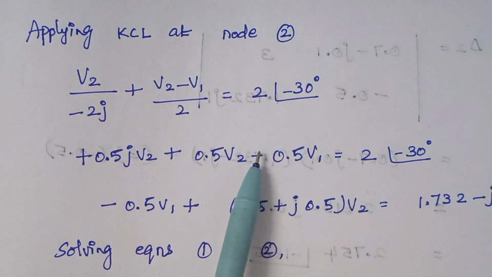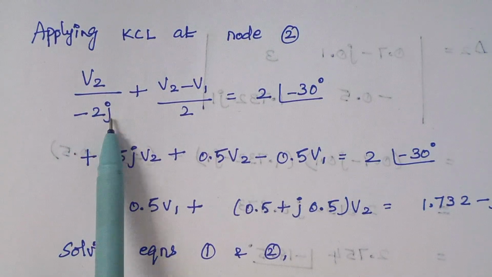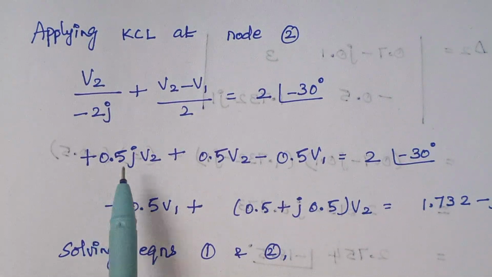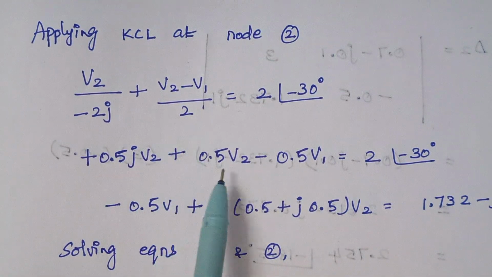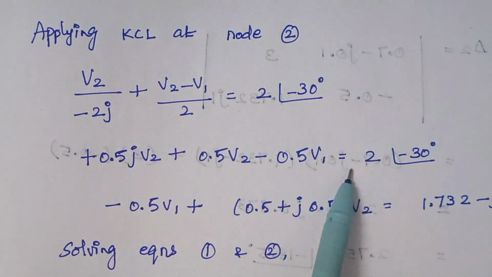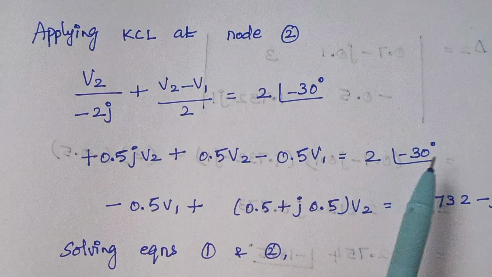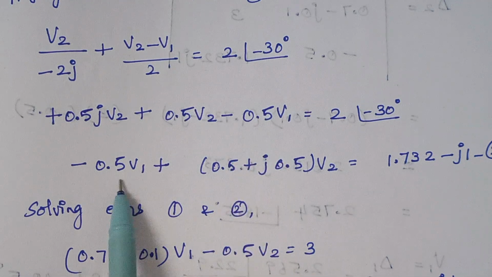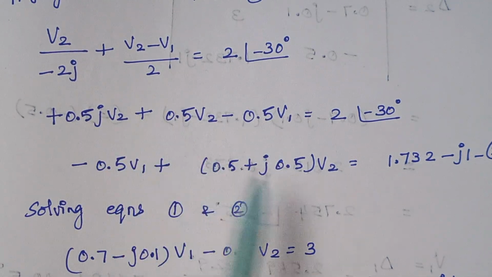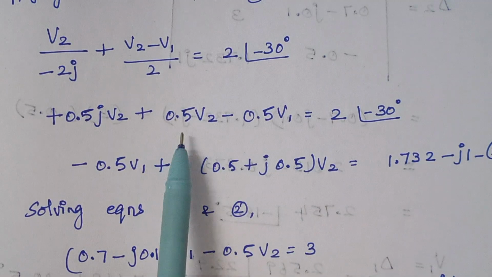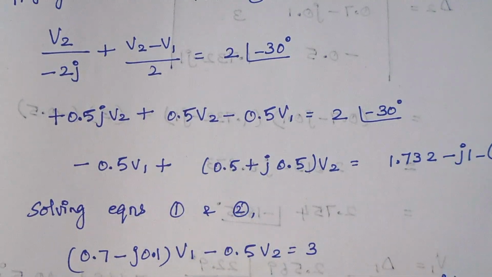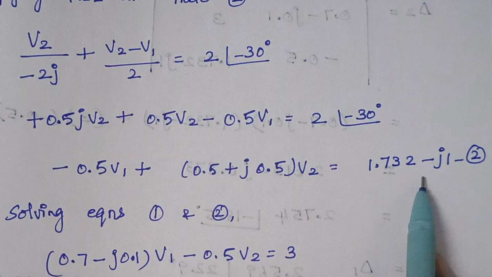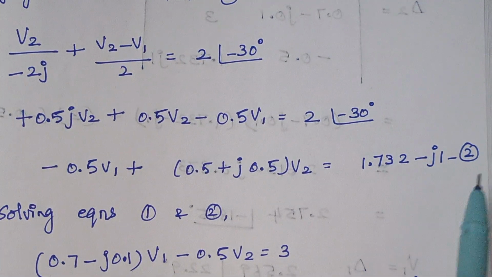Now again we are going to simplify. So 1 by 2 is 0.5 and here I have minus j. When I move this minus j to the numerator, it becomes plus j. Therefore plus 0.5 j V2, and here 0.5 V2 minus 0.5 V1 is equal to 2 with an angle of minus 30 degrees. So again when you simplify this, it becomes minus 0.5 V1 plus, here V2 is common. So when I take V2 outside, the remaining terms are 0.5 plus J 0.5. Right, and here I am converting this polar form to rectangular form. So here it is 1.732 minus J1. So name this as equation 2.